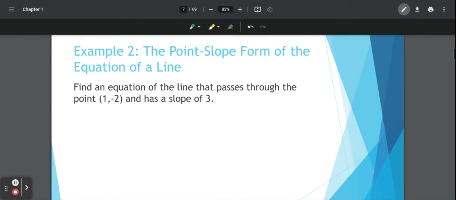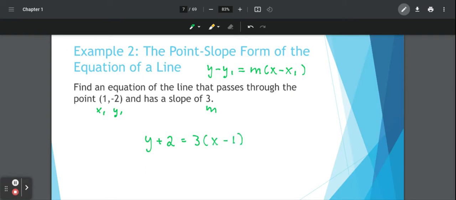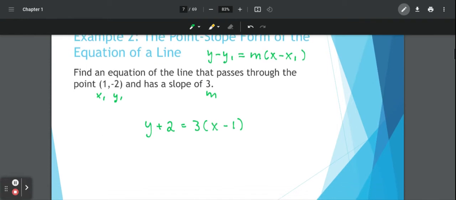Point slope form, remember, was y minus y1 equals m times x minus x1. Right? Your point is like your x1 and your y1. If you're given the slope, that's your m. So writing an equation of a line that passes through the point with a slope of 3, we would say y minus y1. So minus a negative 2 would be plus 2 equals our slope, which is 3, times x minus x1. And unless they tell you that you need to put it in some other form, you really can just leave it in point slope form.